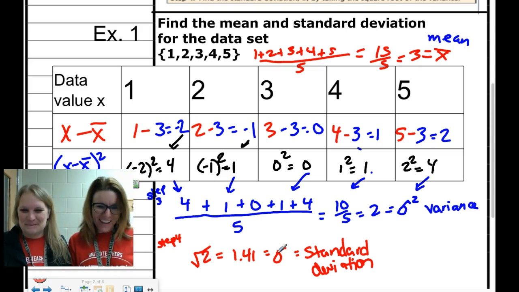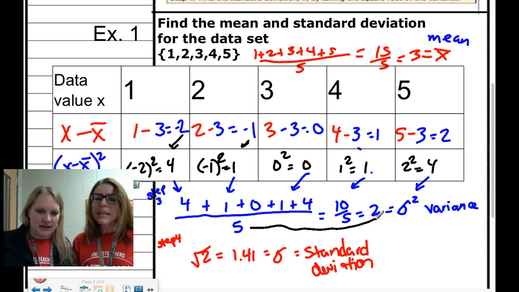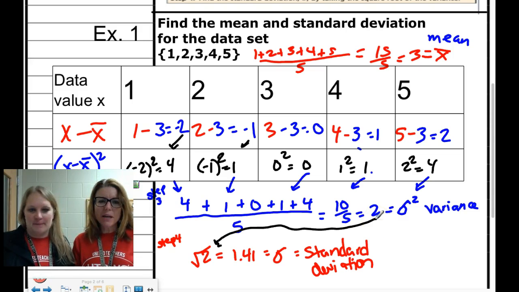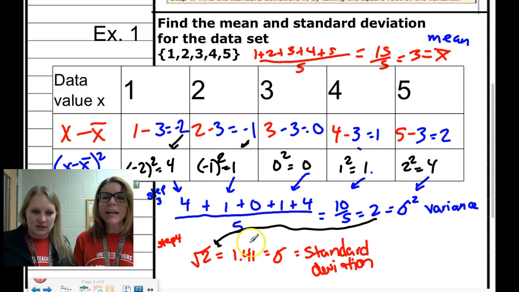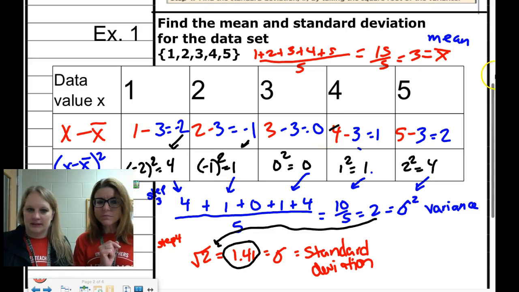Nice. Okay, circle 1.41. I'm going to quickly draw an arrow so they know where we got the 2 from. Good job. Okay, so look at what it's asking. Find the mean. We found the mean. Circle that because that's what it asked us to find.